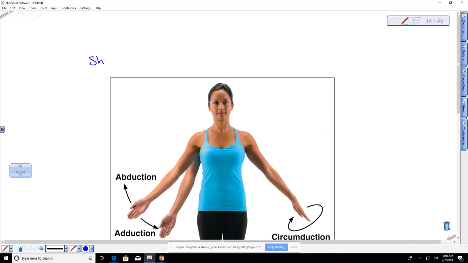So the shoulder also has circumduction. The shoulder and the hip. So they can go in a circle, right? So I can circumduct my shoulder, but I can also circumduct my hip. So those are the most movable joints in your body because they would be multi-axial, many, many different planes.